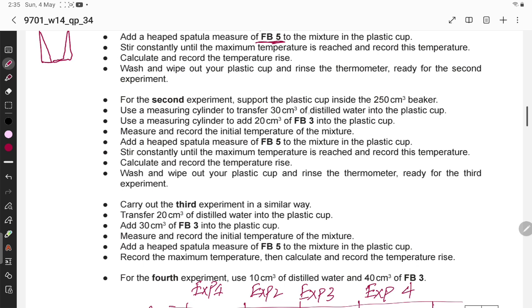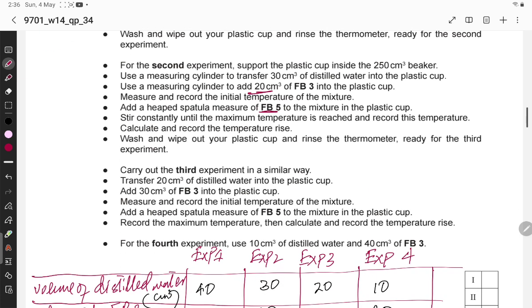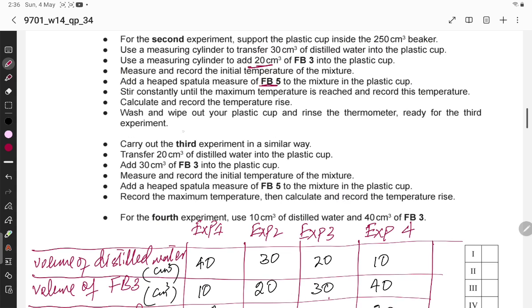For the second experiment, put the plastic cup inside the 250 cm³ beaker again. Use a measuring cylinder to transfer now 30 cm³ of distilled water and 20 cm³ of FB3 into the plastic cup. Again, add a heaped spatula of FB5 as a catalyst to the mixture in the plastic cup. Stir constantly until the maximum temperature is reached and record this temperature. Calculate and record the temperature rise. Wash and wipe out your plastic cup and rinse the thermometer. Ready for the third experiment.